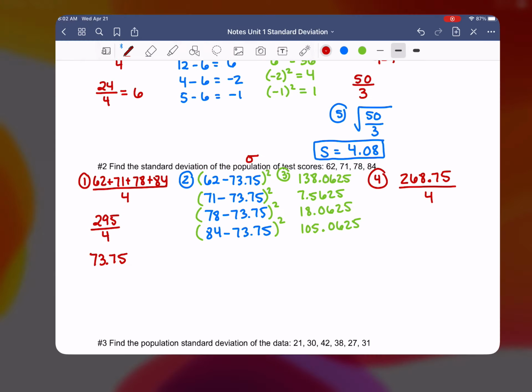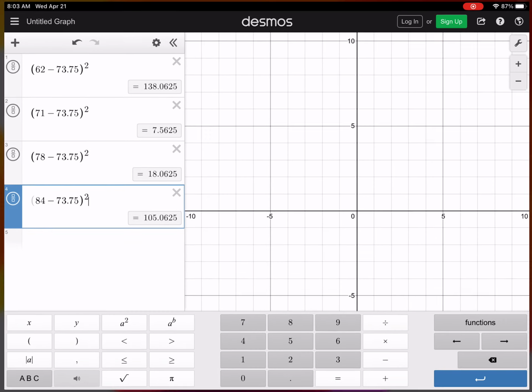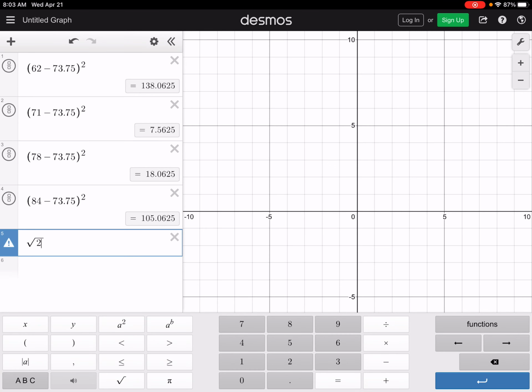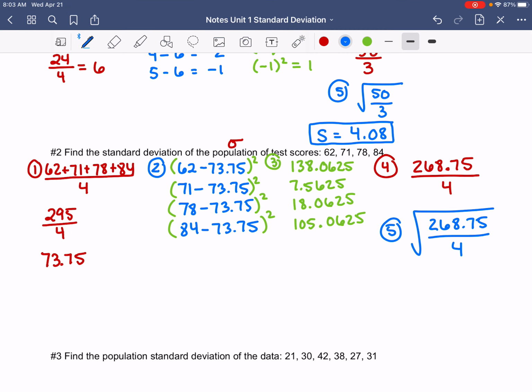I'm going to leave it just like that because it's going to be a decimal. But step 5, we take the square root of that number. So the square root of 268.75 divided by 4, I'm going to use my calculator for that. I get 8.1967. We're going to do 2 decimal places, but since after the 9 is a 6, it's going to round to 8.20. So 8.20, and that is sigma because it was the population.